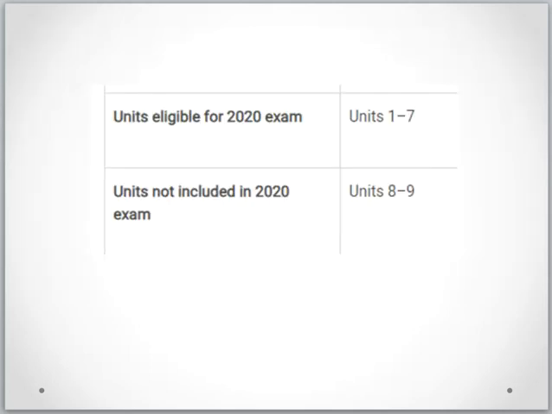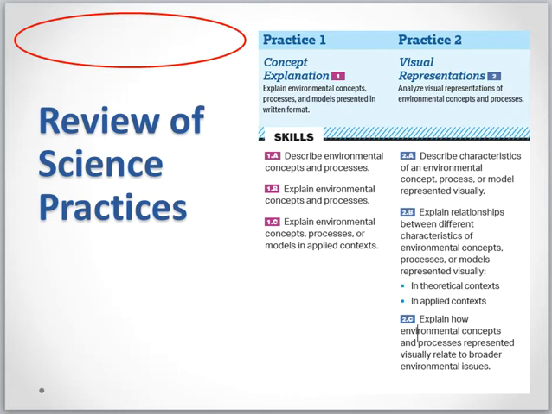What units are covered? 1 through 7. 8 through 9 are not going to be covered. I'm going to show you exactly what those are in just a second. Now, your review of science practices. Because this is a purely FRQ test, no multiple choice, no just memory application, you've got to be able to apply the knowledge that you've learned throughout the entire year.